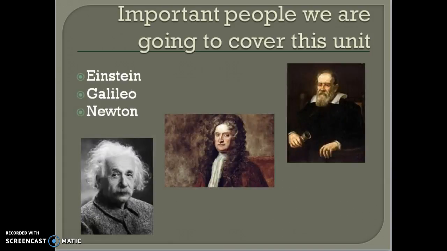Some important people that we're going to be covering this unit are Einstein, who did some really great things, Galileo, which is in the top right-hand corner, and Einstein's down in the left. The man that we're going to be talking a whole lot about is the man right in the middle, Mr. Newton here. He did a lot of amazing things and will be our main focus for this unit.